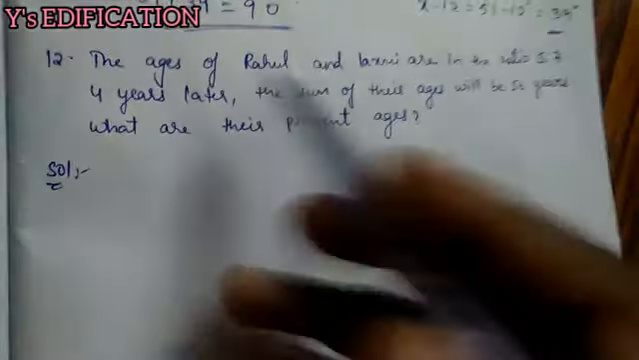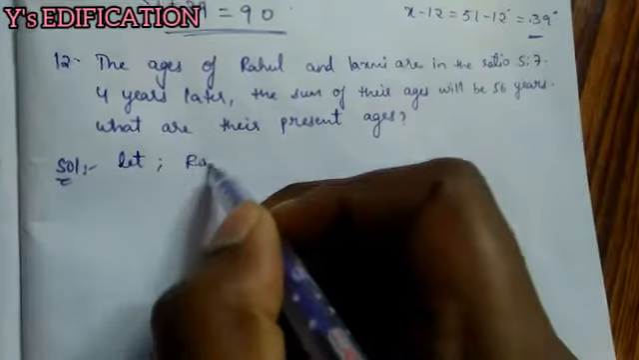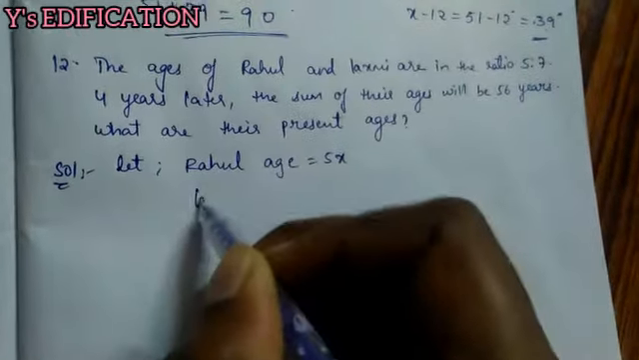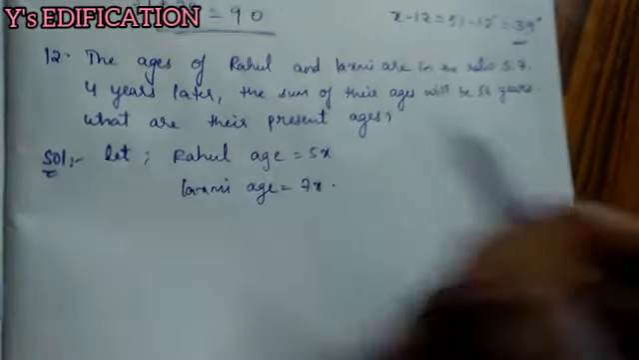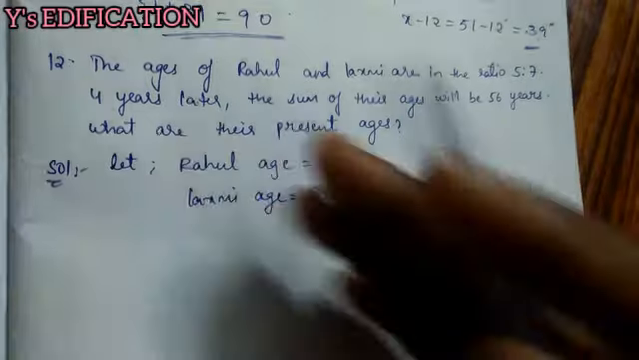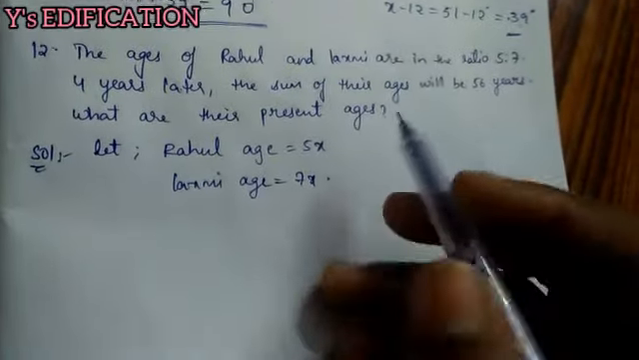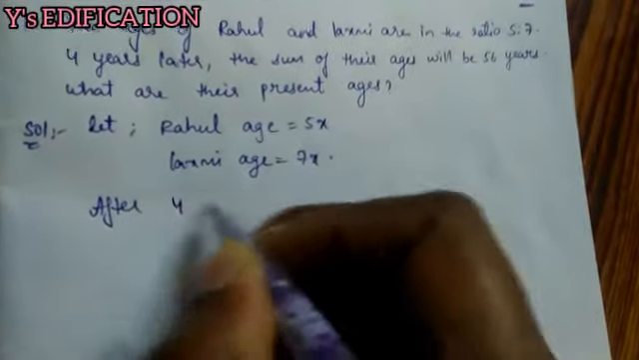So that means let Rahul's age be 5x and Lakshmi's age be 7x. 4 years later, that means after 4 years, the sum of their ages will be 56. After 4 years means 4 years is added to their ages.